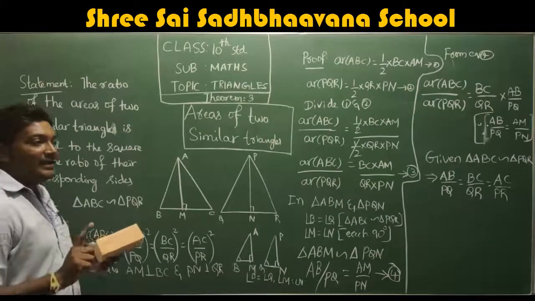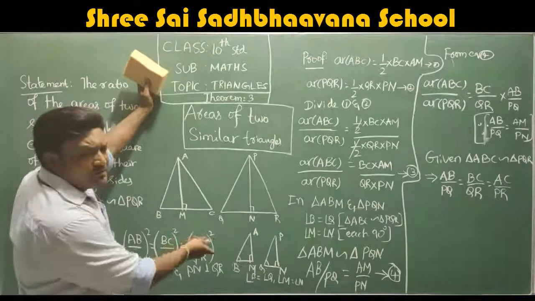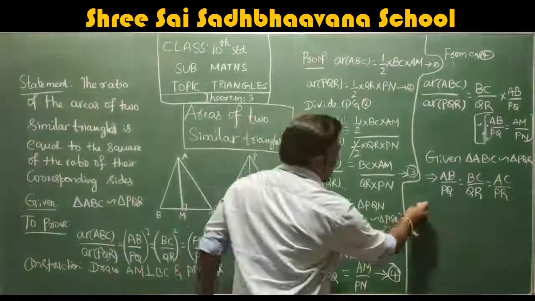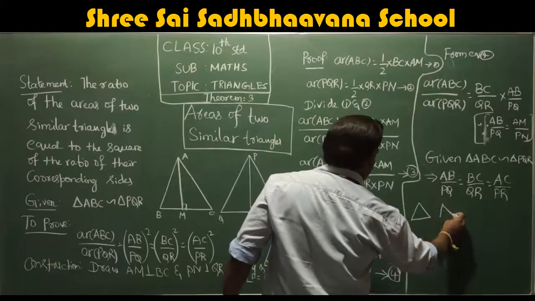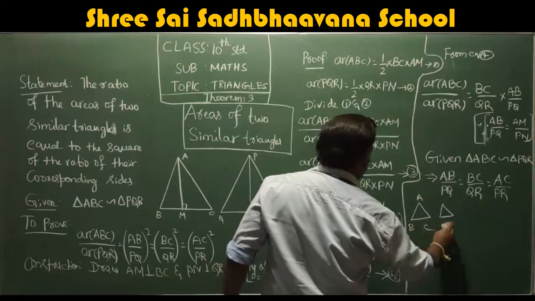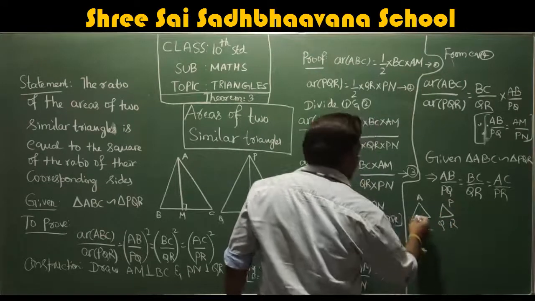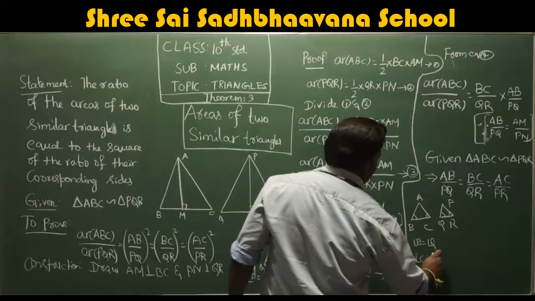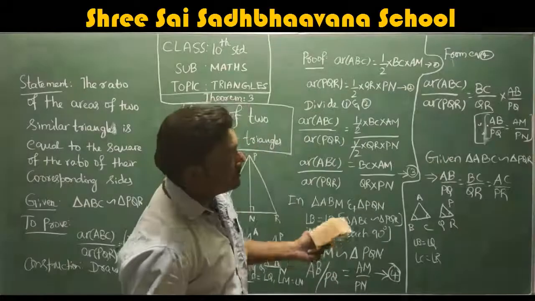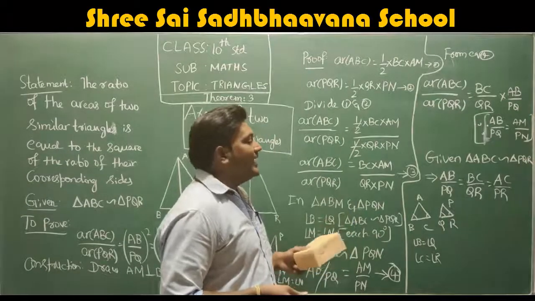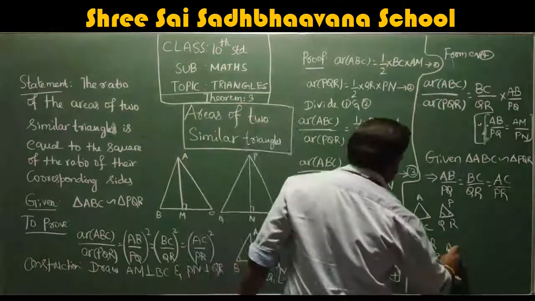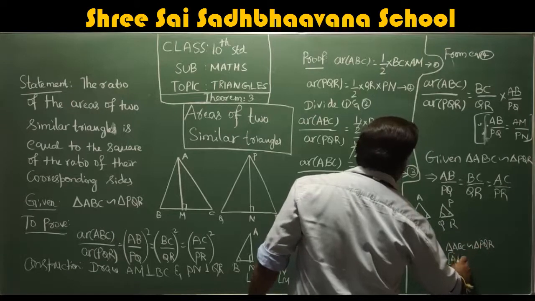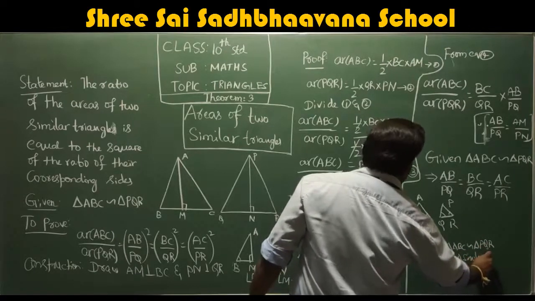Remember, this is not only for these two triangles, you can take any two triangles. For example, let me take one more example: triangle ABC and triangle PQR. In these two triangles, imagine that angle B and angle Q are equal, and also angle C and angle R are equal, corresponding angles. No need to check the other angle. You can directly say that triangle ABC is similar to triangle PQR. So what is this similarity called? AA similarity.